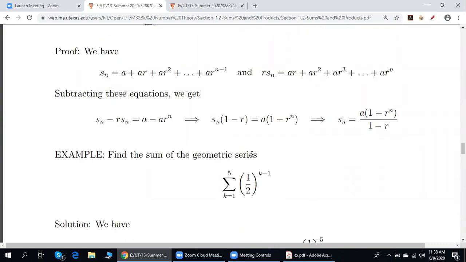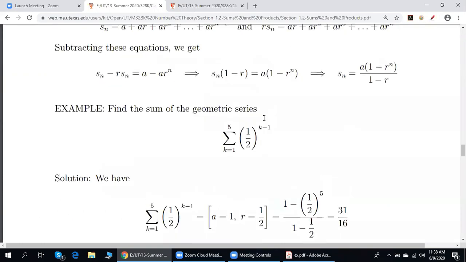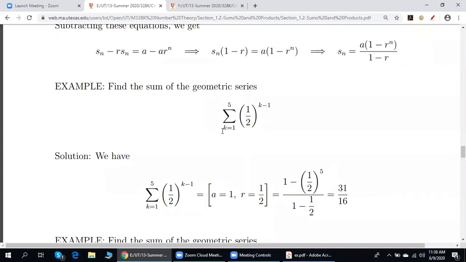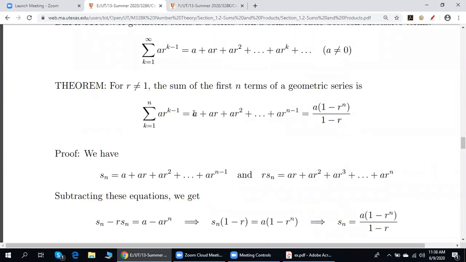Now examples. Find the sum of these geometric series. In order to solve this problem, we should apply this formula. And to apply this formula, we have to identify a and r. In our case, a is 1, r is 1/2. Why? a is term number 1. Just take a look. This is a.